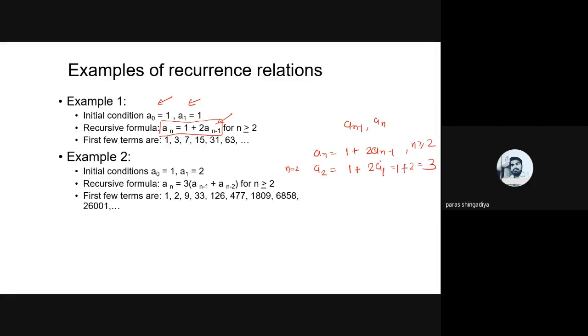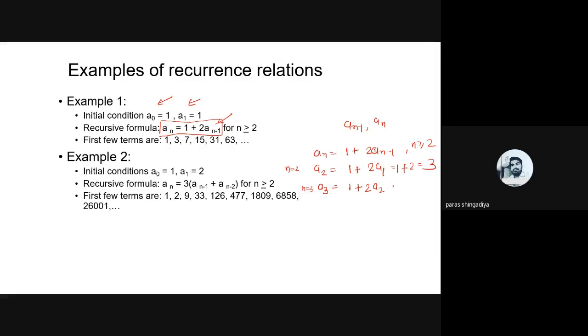Okay, so we get a2 equal to 3. Then after that, a3: for n equal to 3, replace n with 3 in the formula. So it will become 1 plus 2 times a(3 minus 1), which is a2. So the a3 answer depends on a2, and the a2 answer depends on a1. Your next answer depends on the previous value. Clear? So this type of sequence is called a recurrence formula.